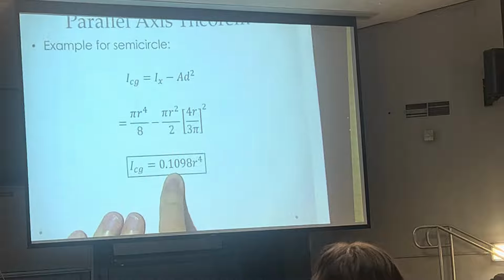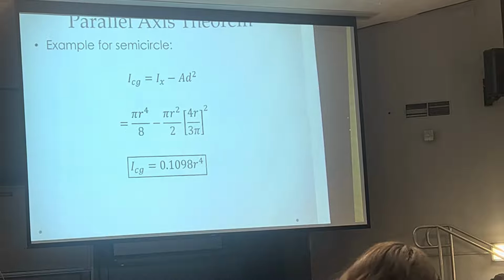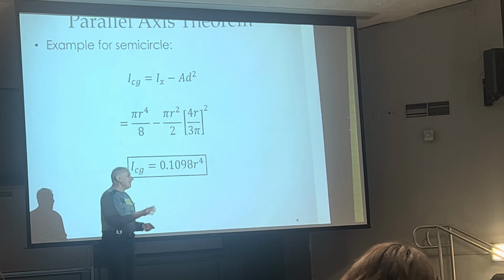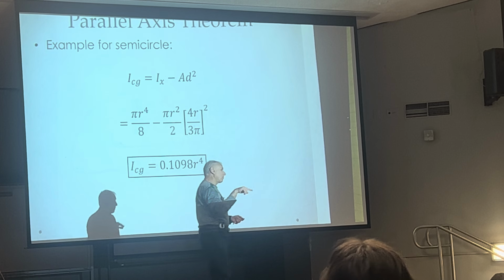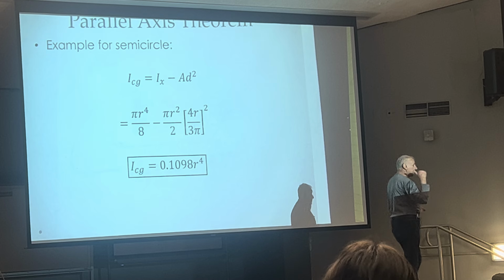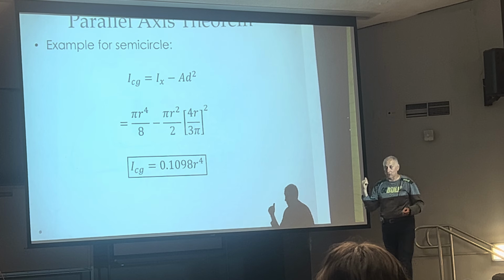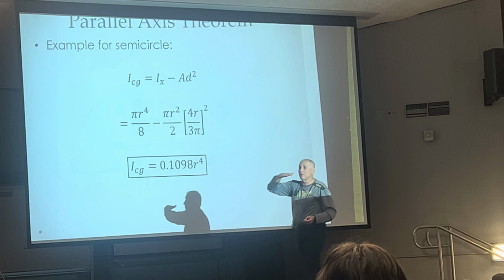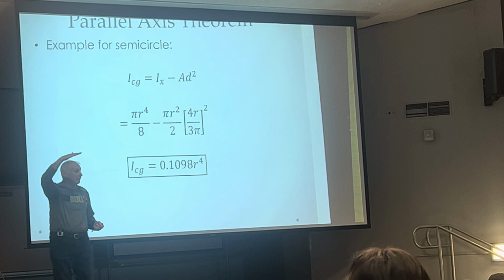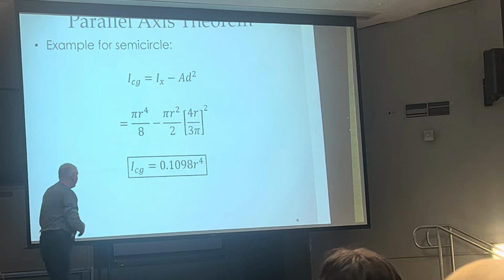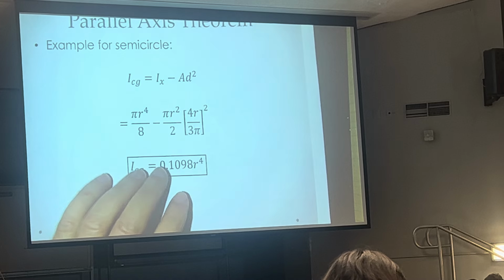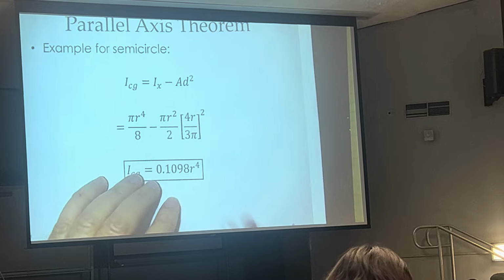That's the I value. Notice, the I about the base of that semicircle is pi r to the 4th over 8. The I that goes through the centroid but parallel to that straight edge of the semicircle is 0.1098r to the 4th. Remember, wherever you are, there's a different I value because the axes are going to be different. Okay? That's why I say to you, you can't just say I is 100 or 300. What axis?